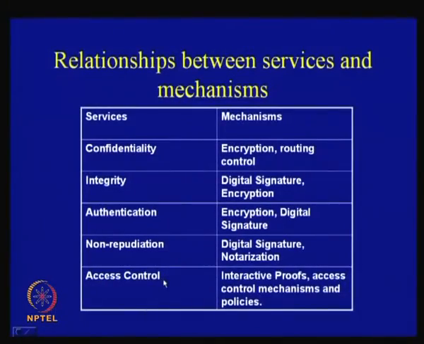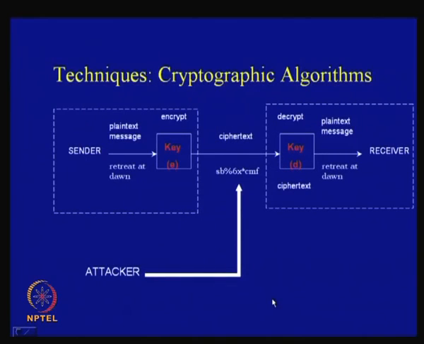Then you have access control, and this access control is achieved through something called interactive proofs, and there are various access control mechanisms which are also being adopted, and also policies. By laying out proper policies in the company or in the industry, you can also obtain access controls, and there are various works along these lines as well. So then we come to what are the techniques adopted for cryptographic algorithms. So what are the cryptographic algorithms?